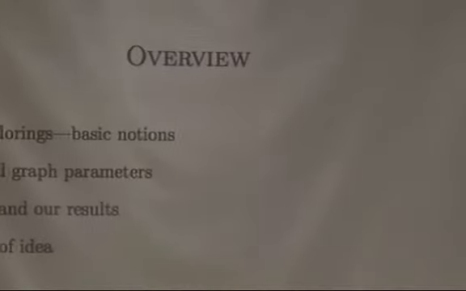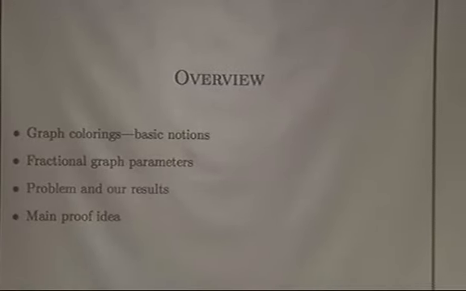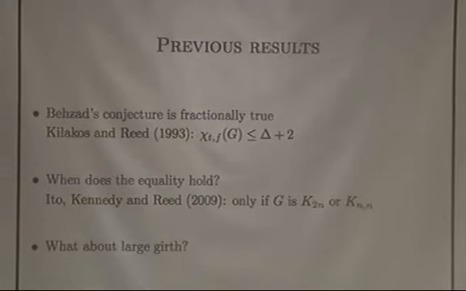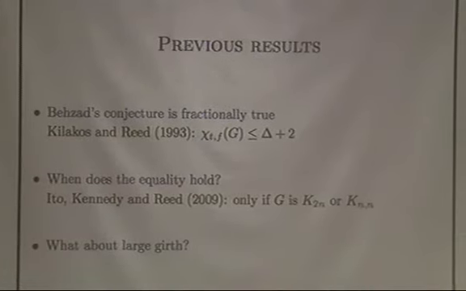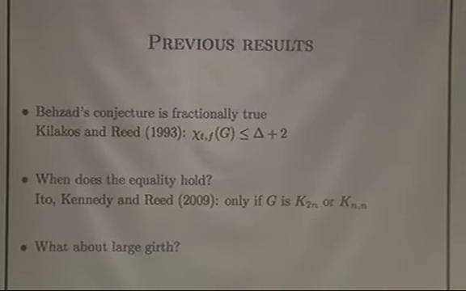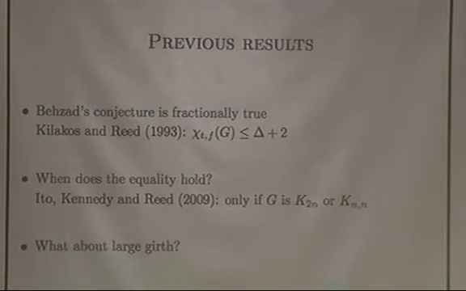So let me move to the problem that was of interest to us, and so we were interested in fractional total colorings. So as I already mentioned, one of the most open problems in the area of total colorings is the conjecture of Behzad and Vizing, that every graph has a total coloring with at most delta plus 2 colors. And this conjecture has been proven in the fractional setting by Kilakos and Reed, and they prove that if instead of the total chromatic number you consider the total fractional chromatic number, then the total fractional chromatic number is bounded by delta plus 2.